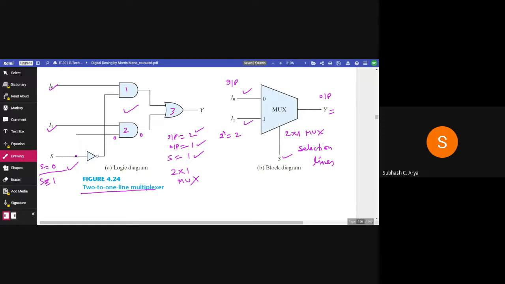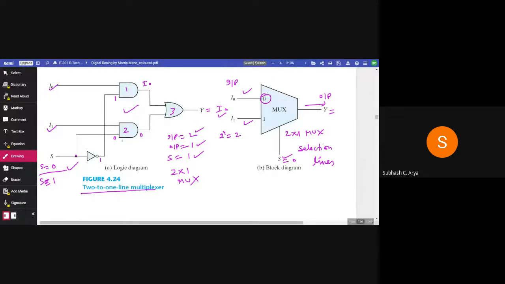Now since S is 0 here but there is a NOT gate, the output will be 1. This 1, the output of the NOT gate, is connected to the input of the first AND gate. So here it will be 1 in case of S equal to 0, and whatever input is available here, that is I0. If I0 is 0, the output will be 0. If I0 is 1, the output will be 1. So the output will be I0 when S is equal to 0. This is the first case. It means when S is equal to 0, this input was selected and available at the output line.